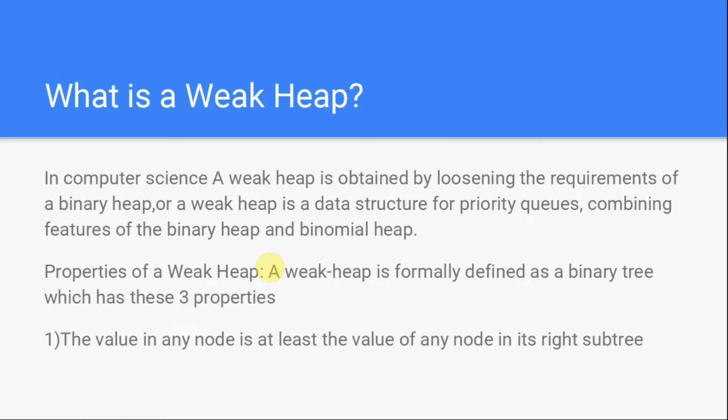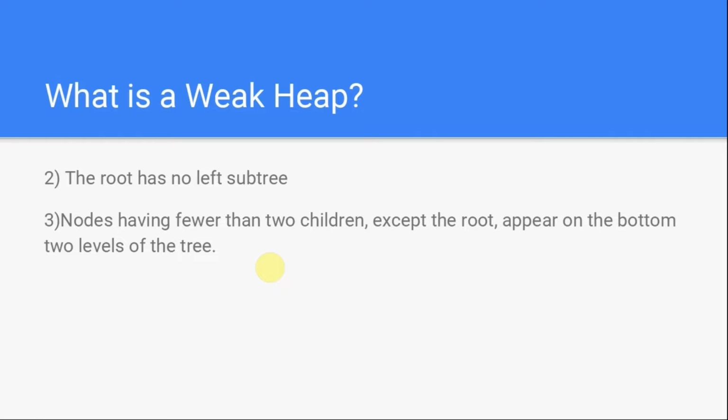So the first property says that in a weak heap, the value in any node is at least the value of any node in its right subtree. So this basically means that the root value is greater than or equal to any value which is present inside the right subtree of a weak heap. Alright, now the second property says that the root has no left subtree. A heap which doesn't have any left subtree is called a weak heap.